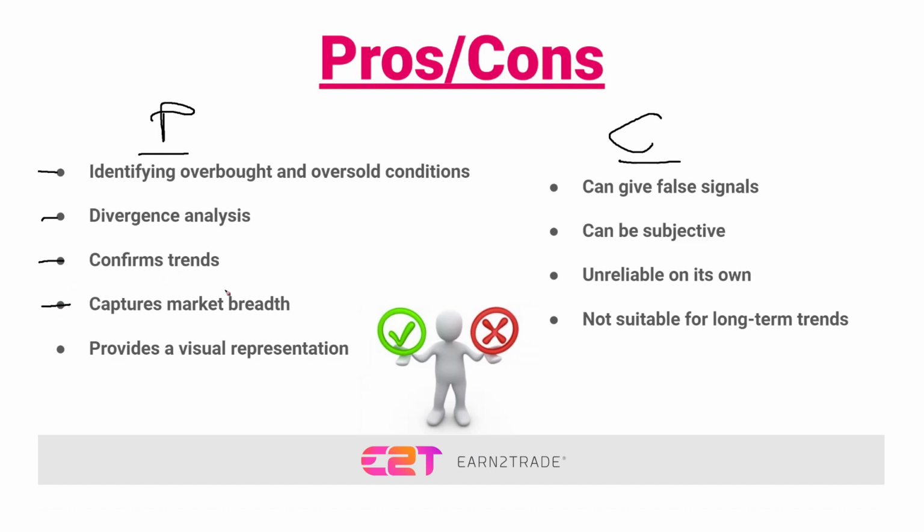Then we also have it captures market breadth, and this is really a big one. This is what makes it stand out from a lot of other indicators out there. This indicator is attempting to capture breadth instead of just a smaller term picture. Even though the McClellan Oscillator is more suited for shorter term trends, it measures it in a wider way, if that makes sense. Then we also have it provides a visual representation.